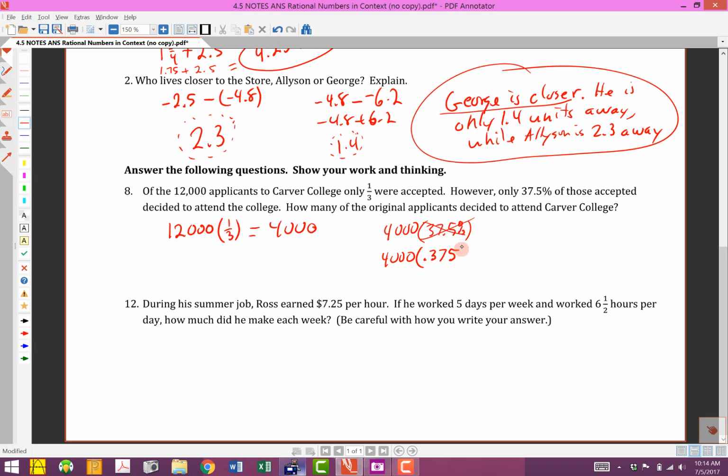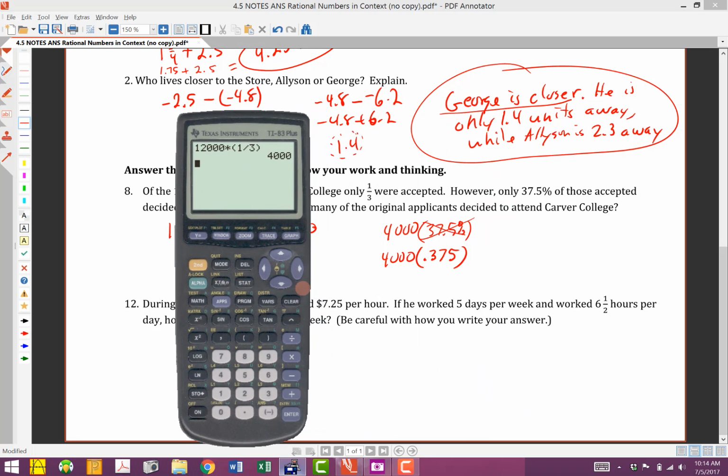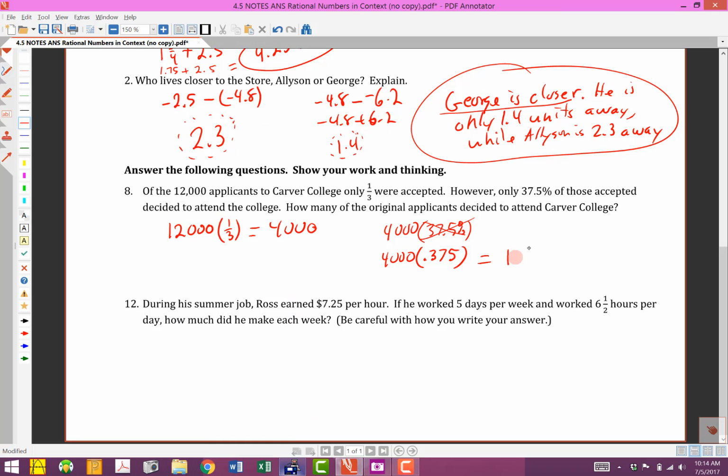37.5% is going to be 0.375. So we're going to multiply it by 0.375. So again, we're going to grab the calculator and throw that into the calculator. We're going to do the 4,000, and then I'm going to times that by 0.375, and we get 1,500. So the answer here is 1,500.